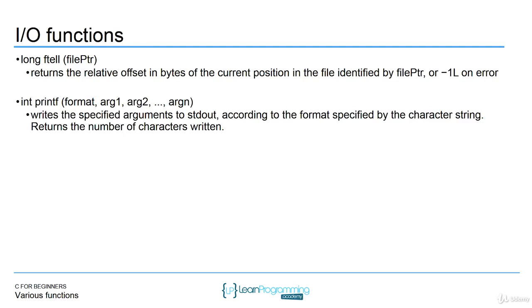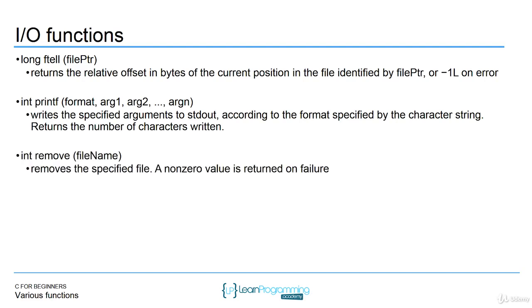Printf, we use this probably more than any other function. This was displaying output to the screen. It uses format specifiers and a variable number of arguments separated by commas. Printf is very useful for debugging and displaying output, which you do quite a bit inside of a C program.